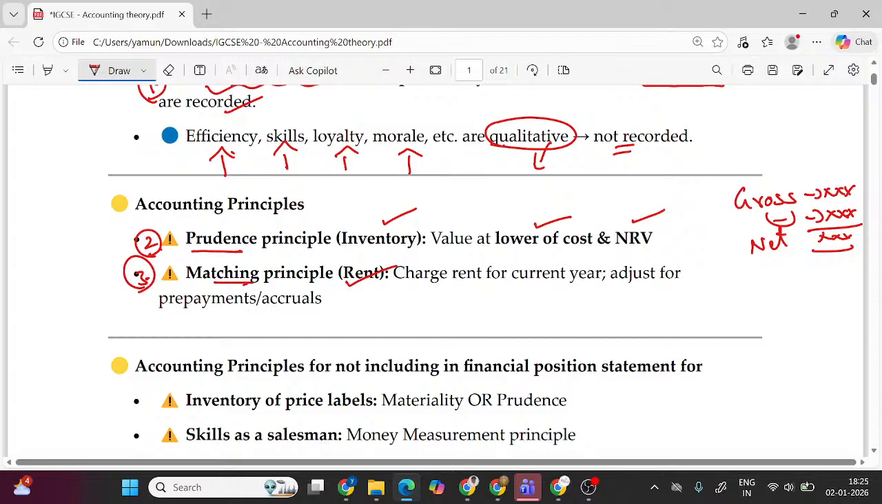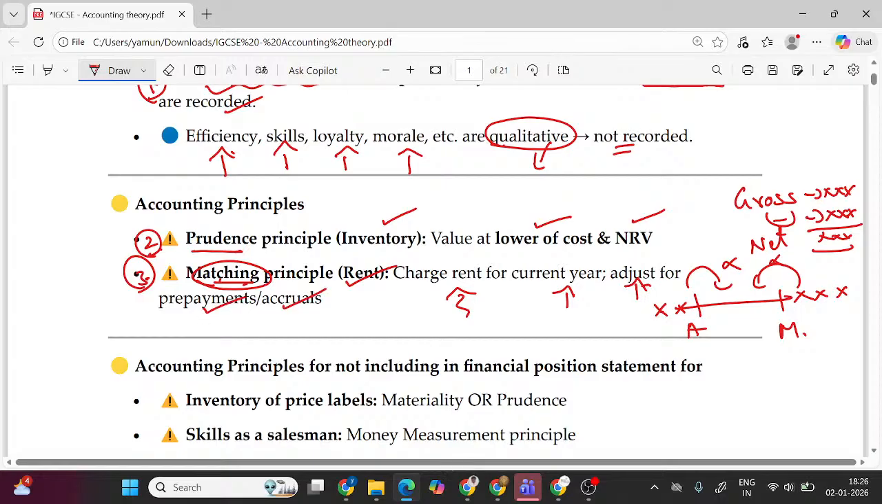The third one is the matching principle concept, probably for rent payment, or rent you receive. You will be using this concept, which is matching to that particular financial year. So you will be charging the rent for the current year, which means the financial year is from April to March, right? Any payments made before should not be taken for this one, and any payments made after should not be considered for this one. So advance payment and outstanding should not be missed. It should be adjusted for prepayments and accruals.